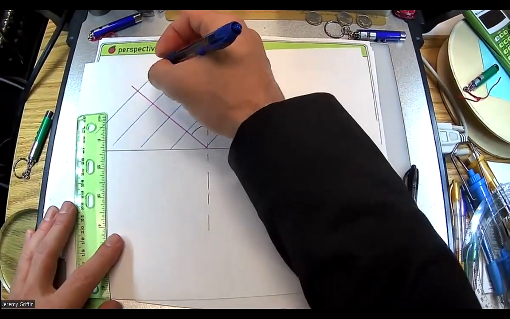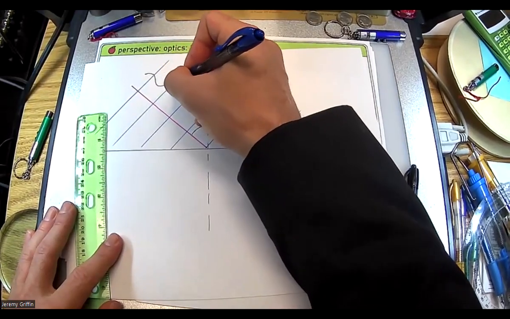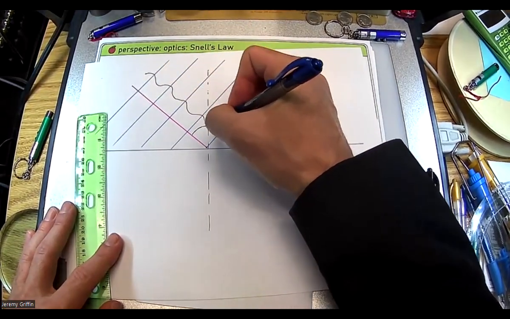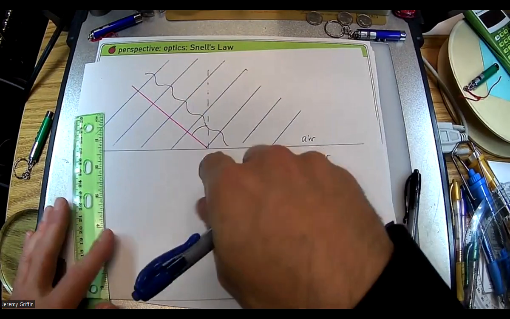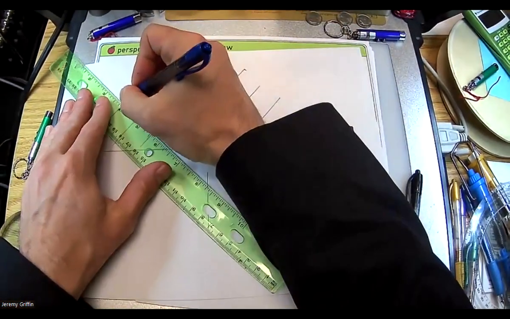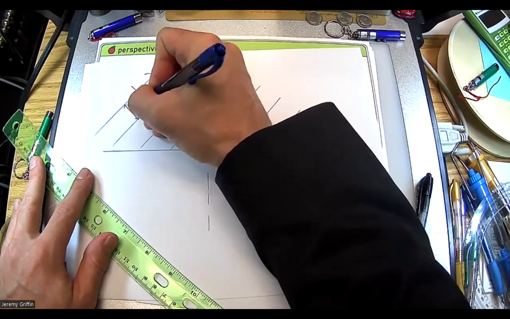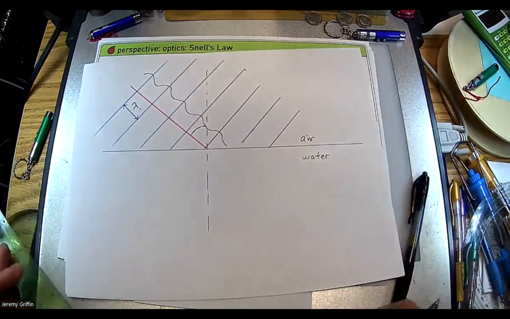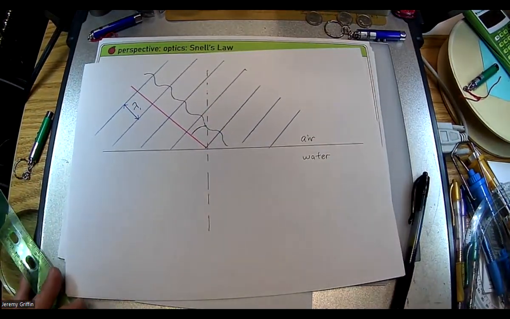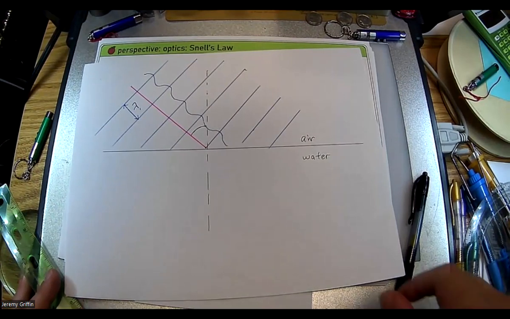So we got crest, crest, crest, crest, crest. So here's crest to crest, which could be the wavelength. I'll call it lambda. Maybe we'll throw a little subscript 1 for the side of the air, because we're about to see a change.